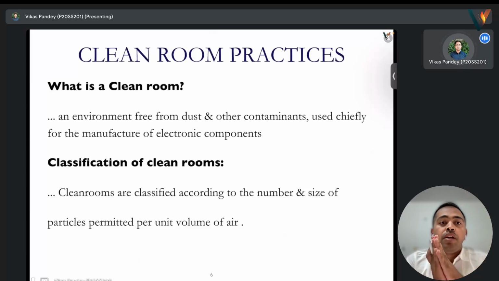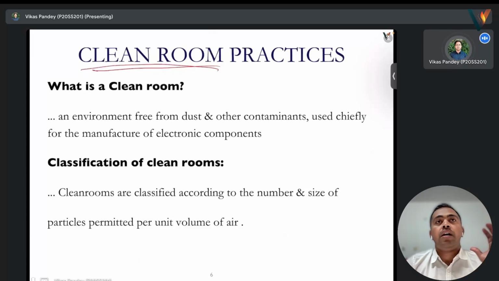This is very important: in what environment should this whole process occur? That has to be very clean and contamination free. There should be no dust and no particle contaminants. To ensure this, there is something called a clean room. Clean rooms are the place where these microfabrication devices are made. All these microfabrication processes are done inside a clean room.